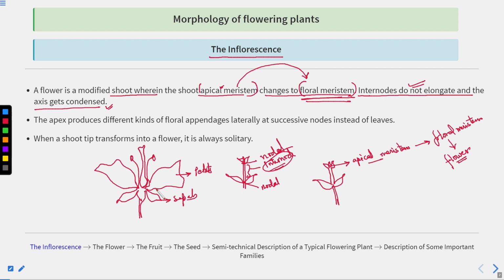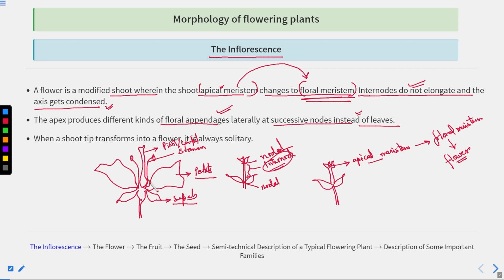Generally these sepals, petals, androecium and pistil or carpel are coming out of the nodal region. But what about the internodal region? In the internodal region, there is a condensation and it is not well developed even. The apex produces different kinds of floral appendages laterally at successive nodes instead of leaves. So these are the floral appendages: sepals, petals, stamen, and the pistil or carpel.